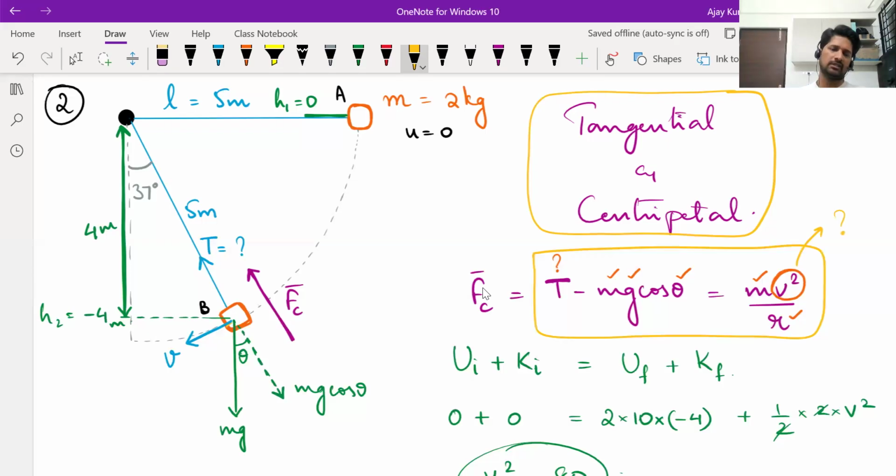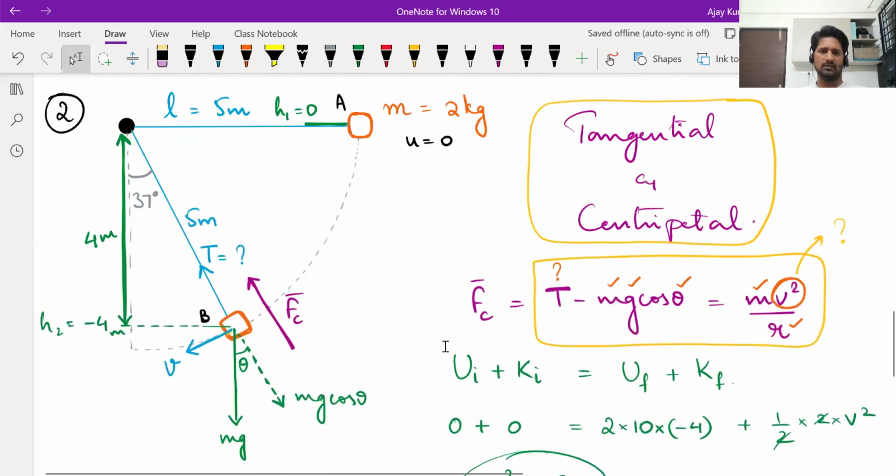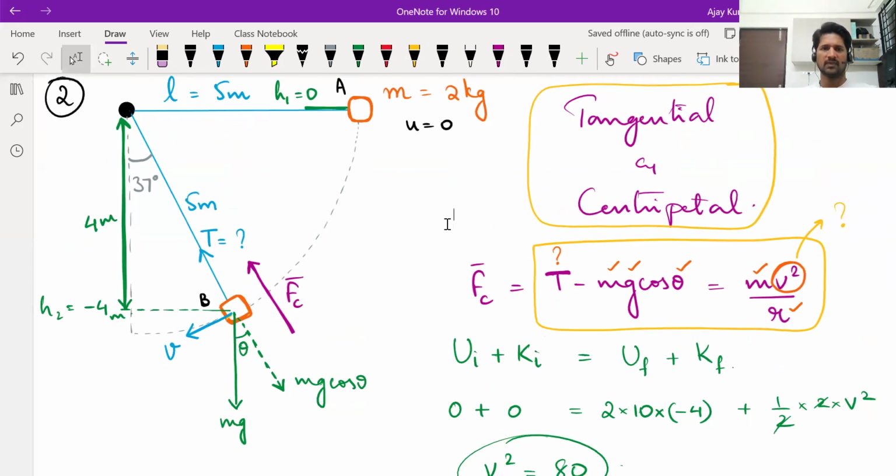For that, we used other ideas. Like here, I solved it using mechanical energy conservation. You could have done it using work energy theorem also. You would have gotten the same answer. Any doubts in this?